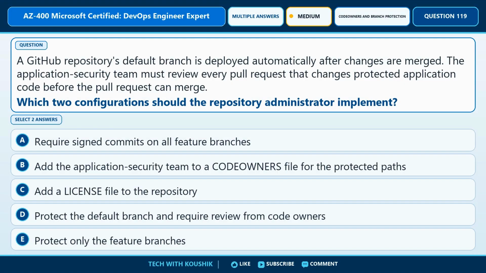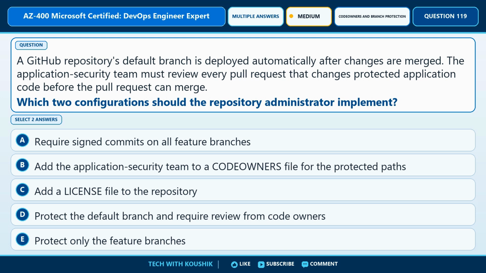Question number 119. Scenario. A GitHub repository's default branch is deployed automatically after changes are merged. The application security team must review every pull request that changes protected application code before the pull request can merge. Which two configurations should the repository administrator implement? Select exactly two answers. The available options are as follows.